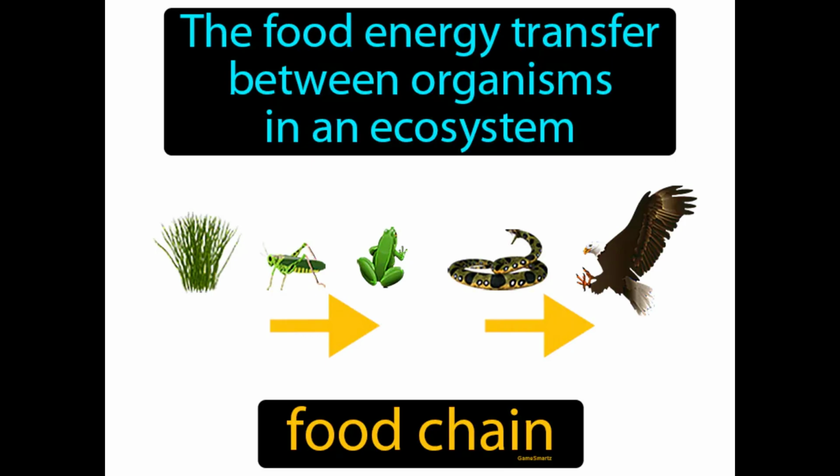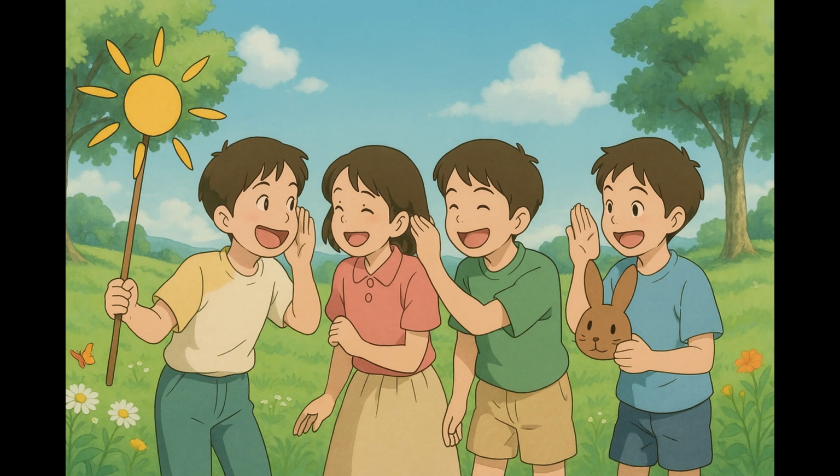The food energy transfer between organisms in an ecosystem. Food chain. A food chain is a sequence that shows how each living thing gets its energy by eating another organism in an ecosystem. Have you ever played the game of passing a message down a line of people, only to find that the message changes slightly with each person? This is similar to how energy is transferred through a food chain in an ecosystem, where energy starts with the sun and is passed from one organism to another, changing form along the way.